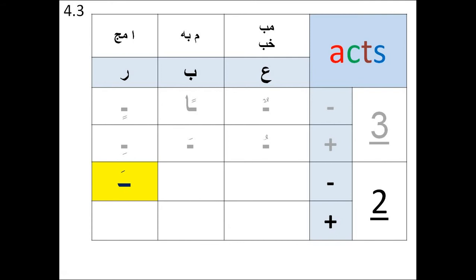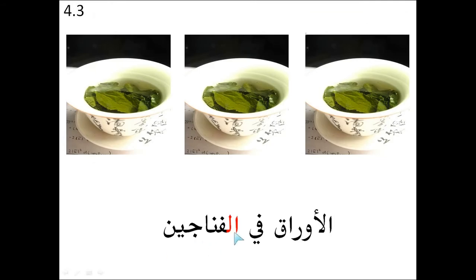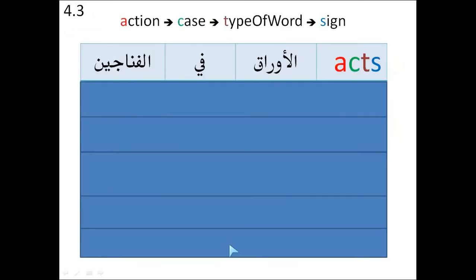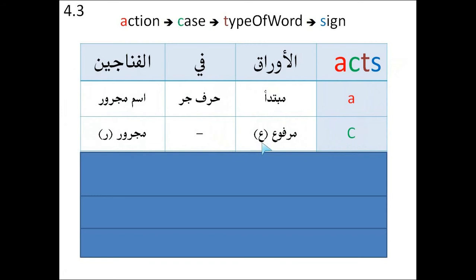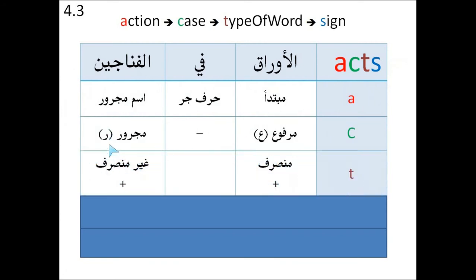Let's take another example. Here we're going to make our word definite. Al-awraqu fil fanajin. The leaves are in the cups. Let's look at the examples. Al-awraq is the mubtada. Al-fanajin is ism majroor. We're going to ignore the fi. So all mubtadas are marfu and all ism majroors are majroor in their case. And now we look at the type of word.